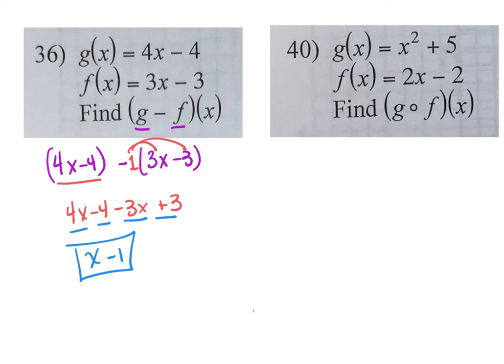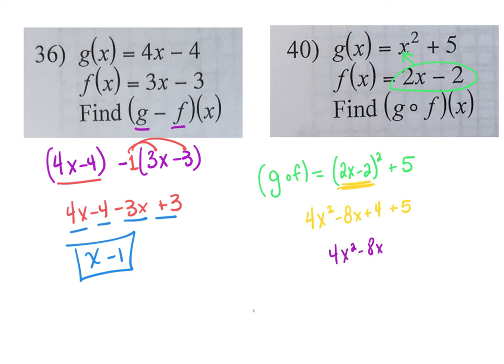And composite, plug one in the other. So for composite, g of f means put f inside of g. So g of f is going to look like this. Instead of x squared, we're going to write 2x minus 2 squared plus 5. If you have something like this, you have to FOIL it. So you're going to get 4x squared minus 8x plus 4 plus 5. Because you have to FOIL this guy right here. And then just combine it to get your like terms. So 4x squared minus 8x plus 9.